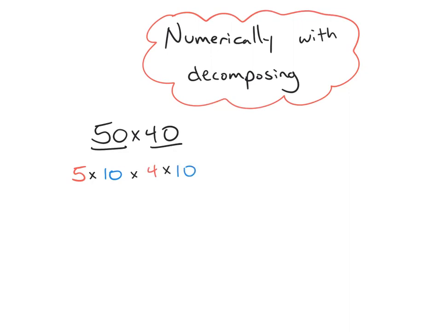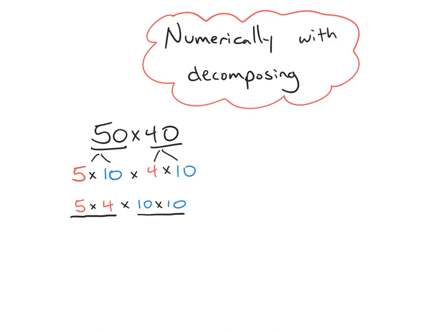So now that I've decomposed both of these numbers here into 5 times 10 and 4 times 10, I'm going to use the commutative property to rearrange these numbers so that the single digits are next to each other and the tens are next to each other. So I'm going to have 5 times 4, and that's going to be multiplied by 10 times 10. So hopefully now you can see where we're heading with this. We're going to simply multiply 5 times 4 first, and then multiply 10 times 10 next.